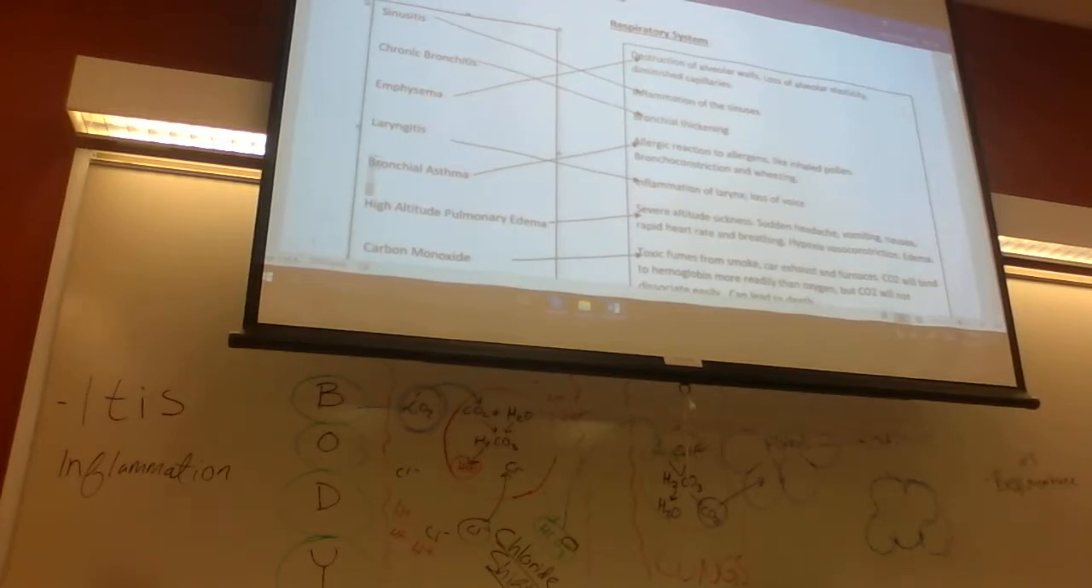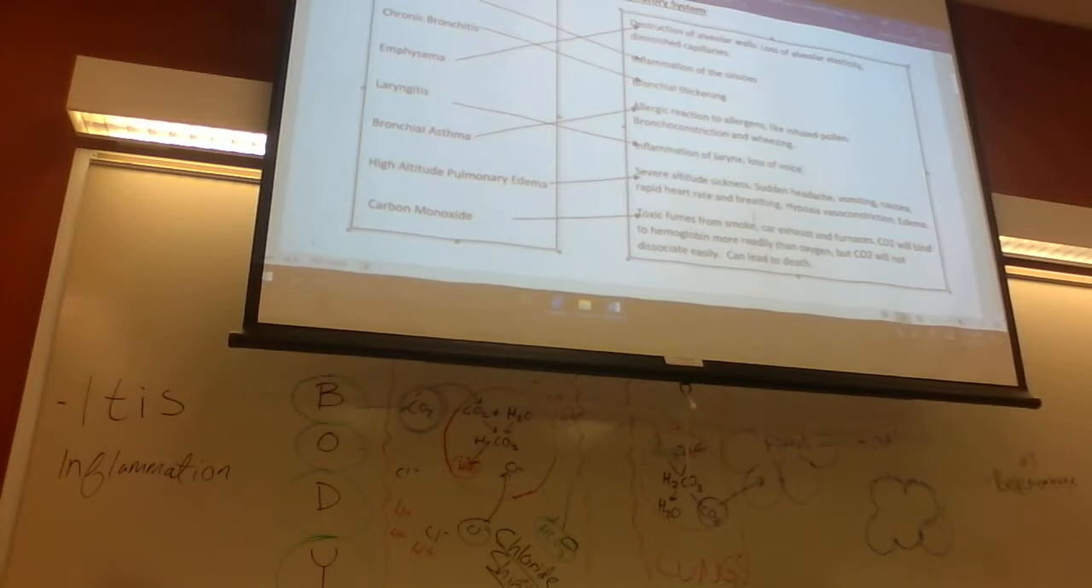Bronchial asthma. This is the allergic reaction to allergens, such as when you inhale pollen. So when you breathe in pollen, some people get asthma. That's bronchial asthma. It's an allergic reaction. Asthma, allergy. When it's really bad, they start wheezing and everything. So there's that.